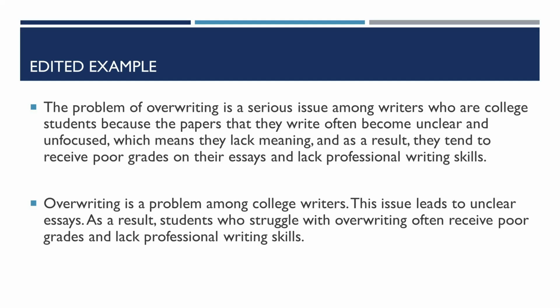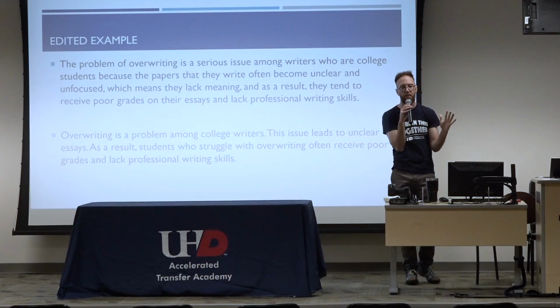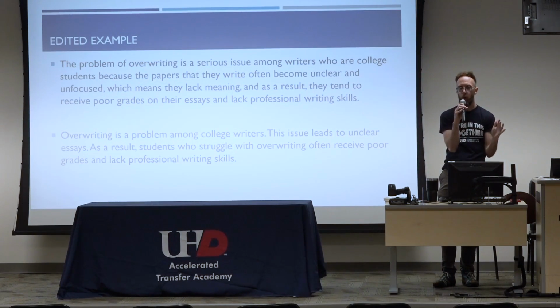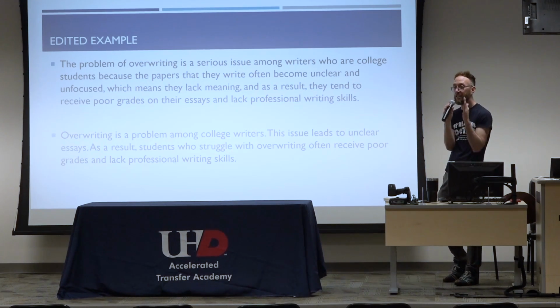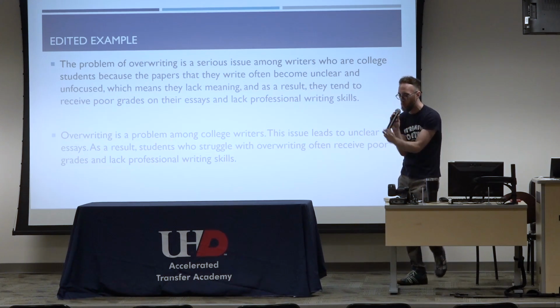So we have this example again, and we talked about ways of addressing this problematic aspect of writing. One thing that I did, so I took some time, I edited my own bad writing evidenced here, is I just said, overwriting is a problem among college writers. So just like y'all talked about before, we can just eliminate this notion of writers who are college students. This issue leads to unclear essays. A lot of college students would say, no, that sentence is trash. It's got 5 words. It's like, no, it's perfectly fine. It's simple, it's clear, it's direct, it has one idea.